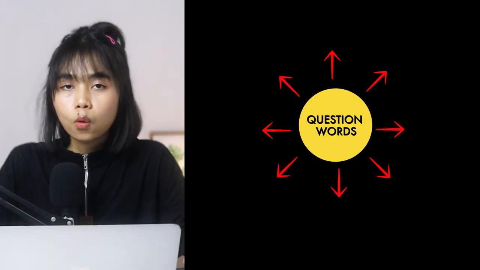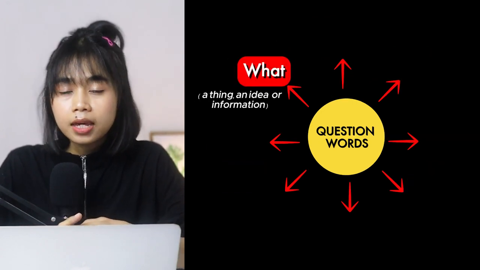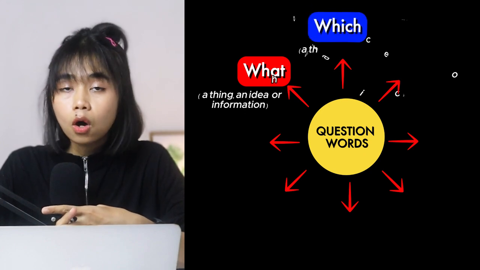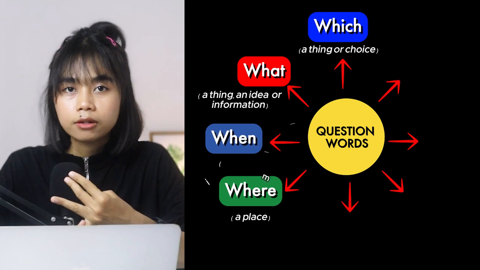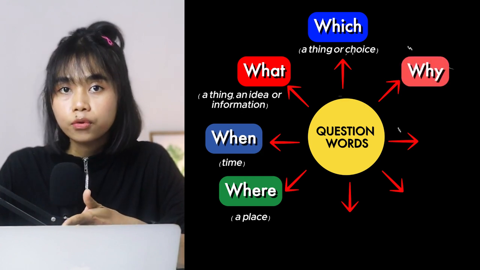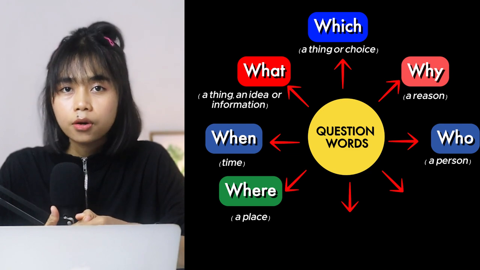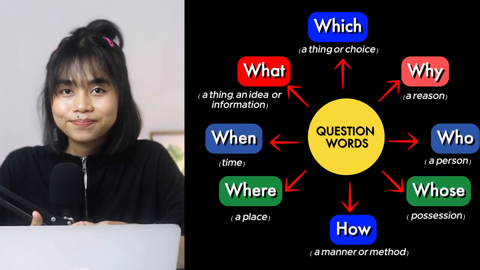There are 8 main question words in English. What is used to ask about a thing, an idea, or information. Which, to ask about a thing or a choice. Where, to ask about a place. When, to ask about time. Why, to ask about reason. Who, to ask about a person. How, to ask about a manner or a method. And whose, to ask about possession.